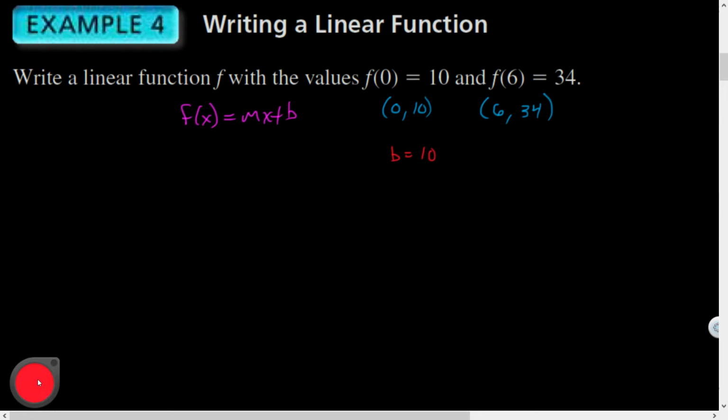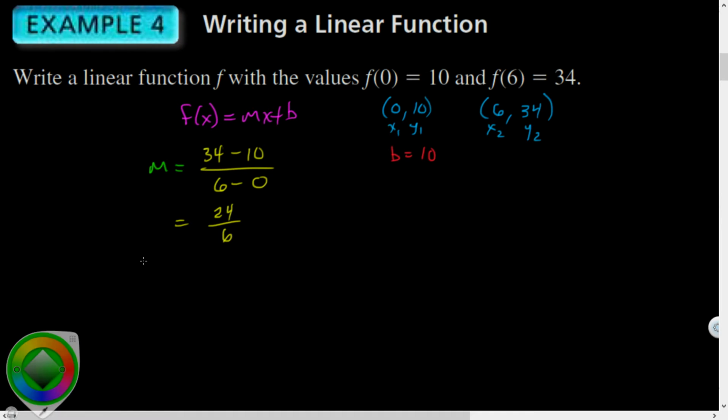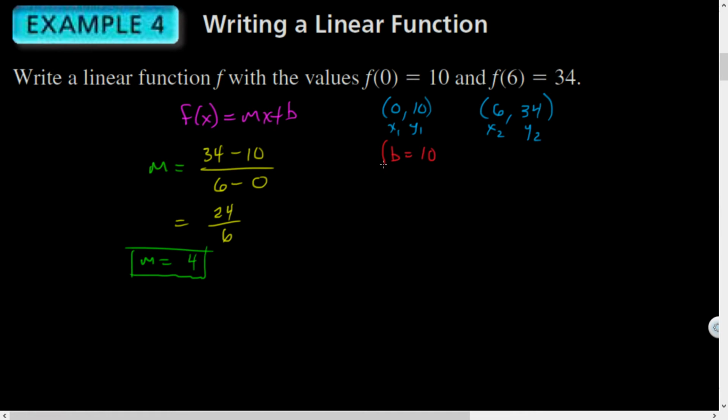I do still have to find the slope. How can I find the slope between 2 points? Using the slope formula, friends. Label your points and slap a slope. m is going to equal y2, so that's 34, minus y1, which is 10, over x2 minus x1. So that's 24/6. What does that simplify to become? 24 divided by 6? Anybody? That is 4. There we go. I knew we knew it. m equals 4. See, b equals 10.